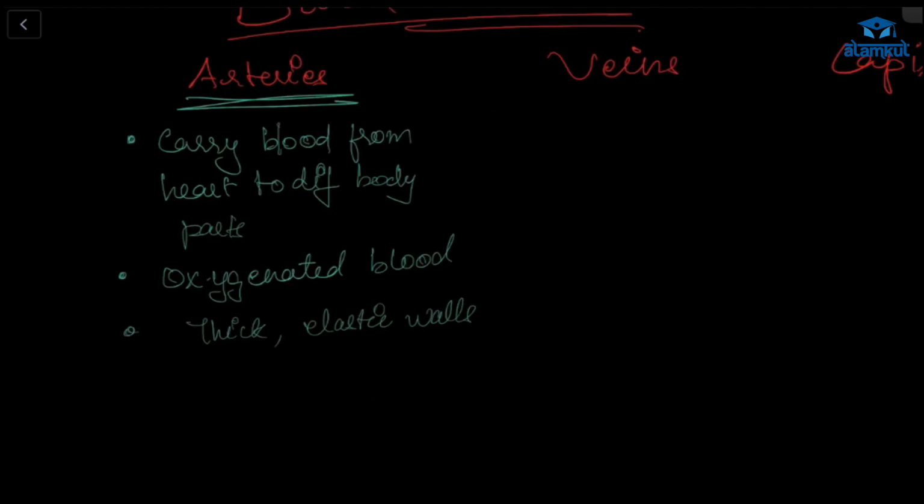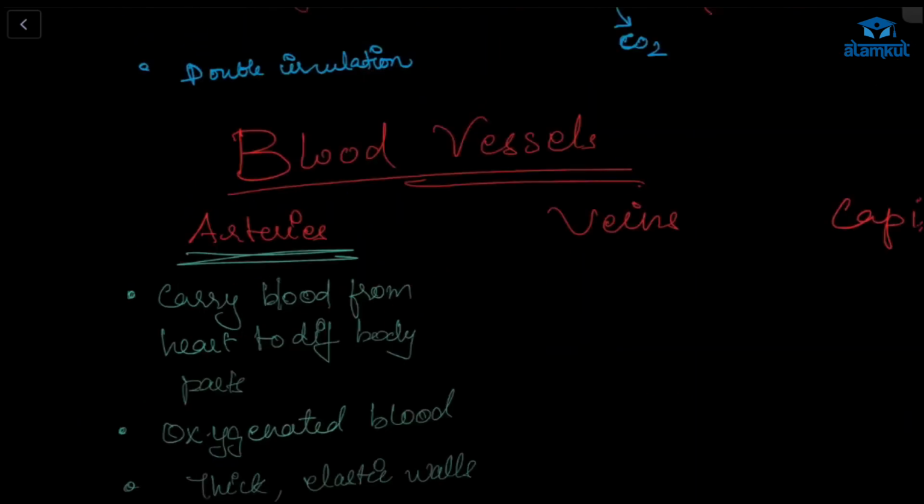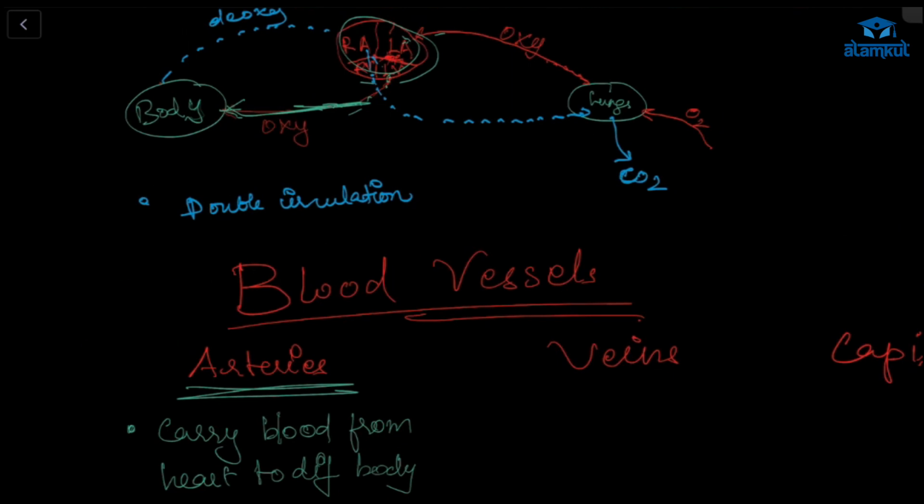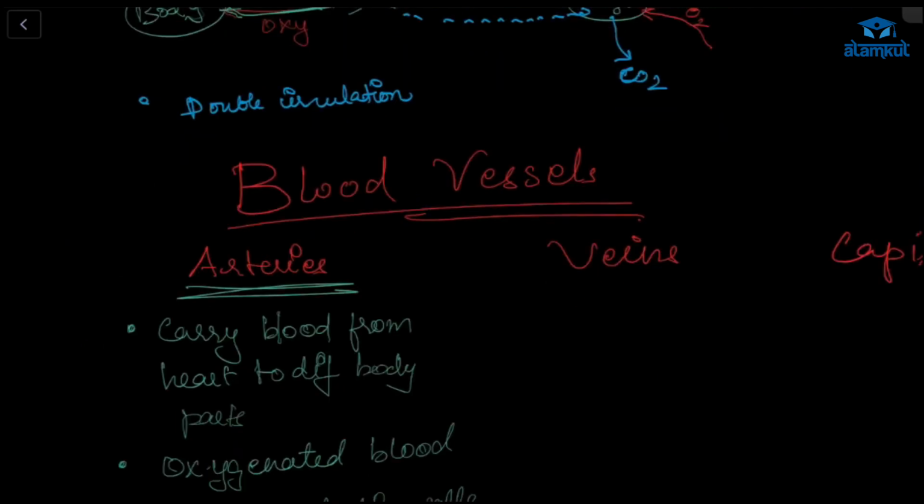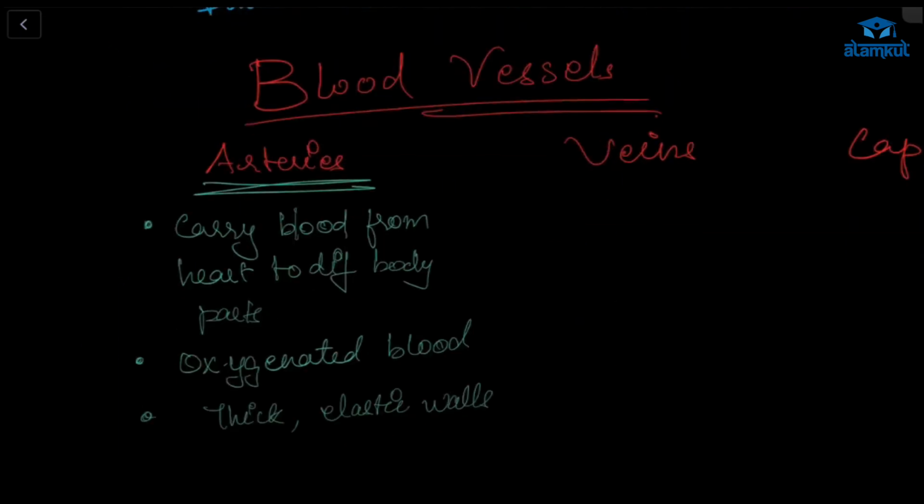Why is it so? Because they are carrying blood from the heart to different parts of the body, from the ventricle. The ventricle is the pumping chamber, so there is a pumping motion, and this pumping will create high pressure. If it is not thick, the blood vessel will rupture. Because of that, it has to be thick and elastic.